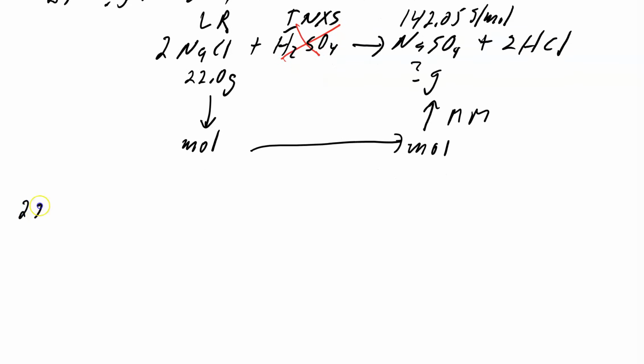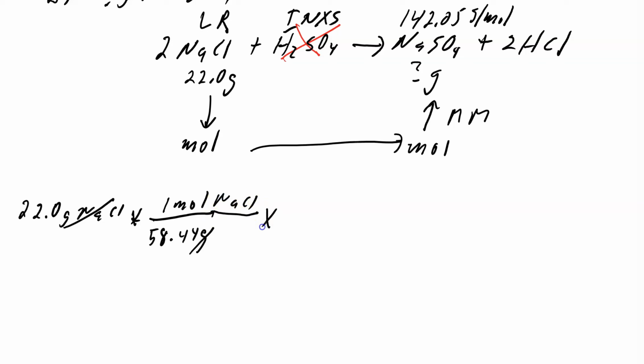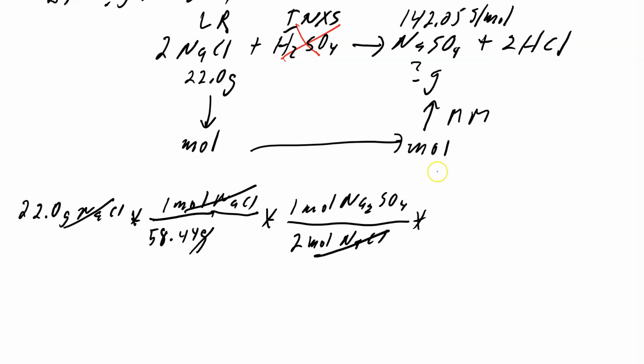We're starting with our 22.0 grams sodium chloride times 1 mole contains 58.44 grams. This step, of course, is the same as the first step in our previous calculation, part A. Let's put the sodium chloride here so we're not confused. So that gives us moles of sodium chloride. Again, to convert to moles of sodium sulfate, we look at the coefficients in the balanced chemical equation. 2 moles of sodium chloride gives us 1 mole of sodium sulfate. So I'm going to have 1 mole sodium sulfate over 2 moles sodium chloride. Moles of sodium chloride cancel. And now I've got moles of sodium sulfate.